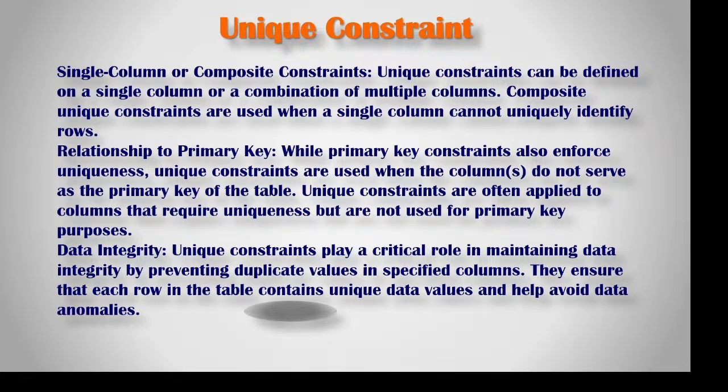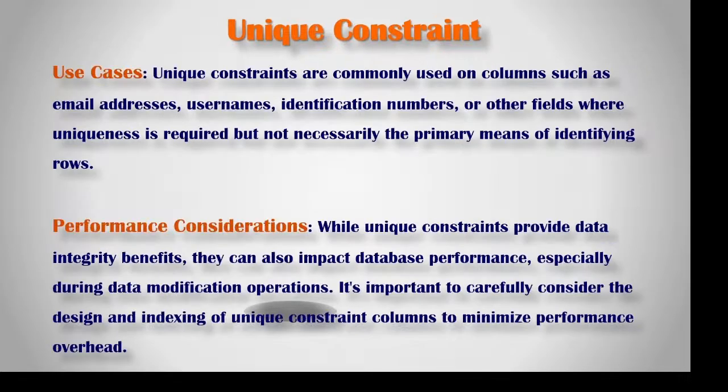Use cases. Unique constraints are used on columns such as email addresses, usernames, identification numbers, or other fields where uniqueness is required, but which are not necessarily the primary means of identifying rows.